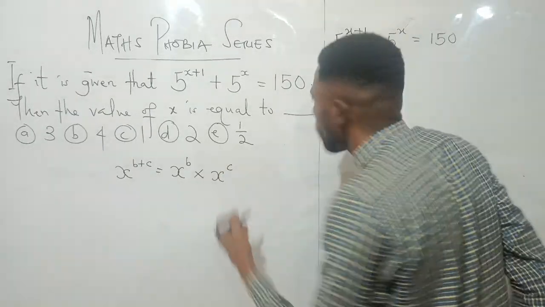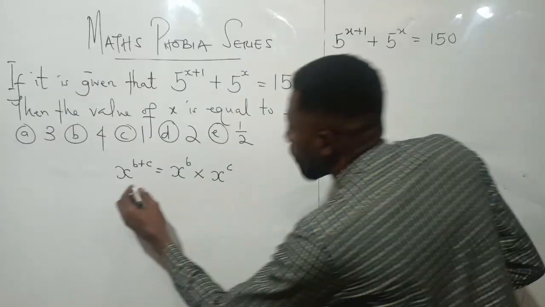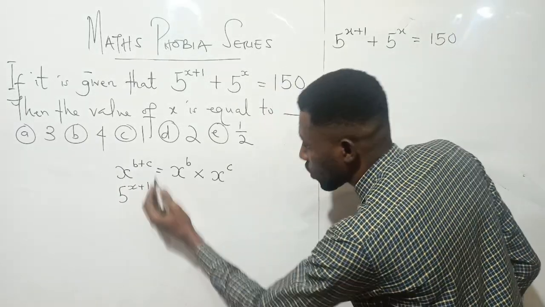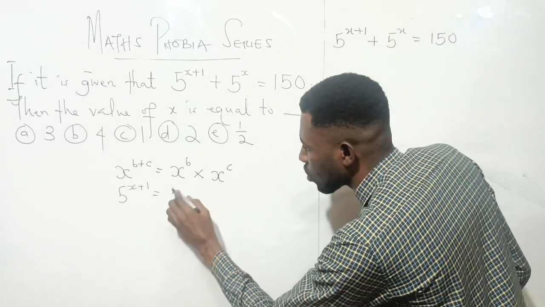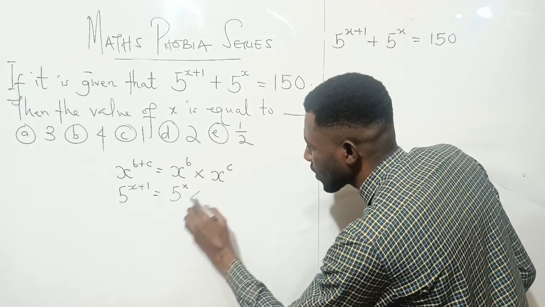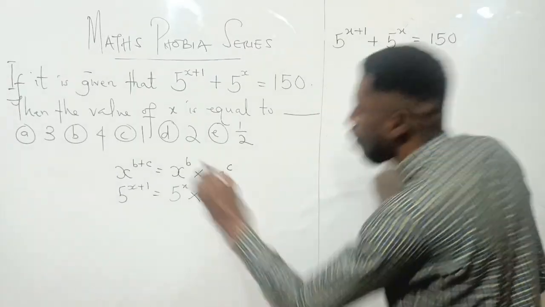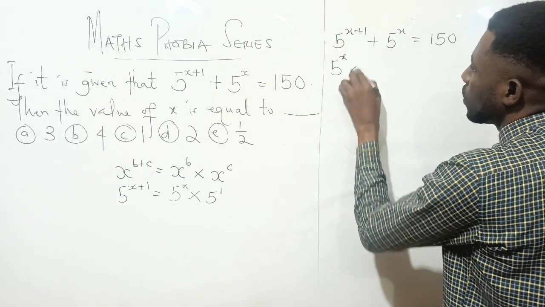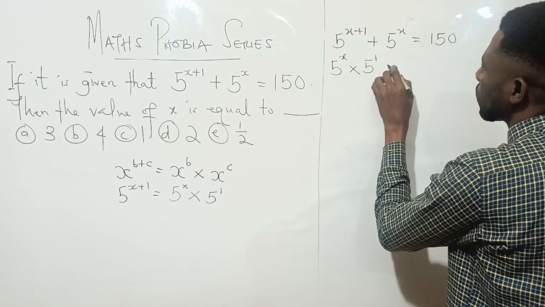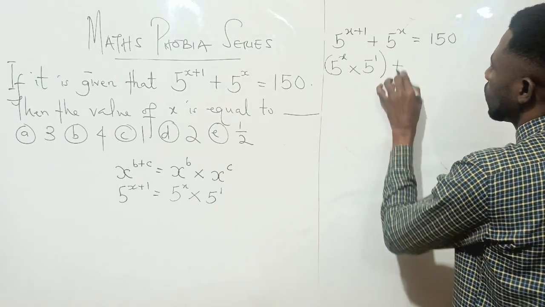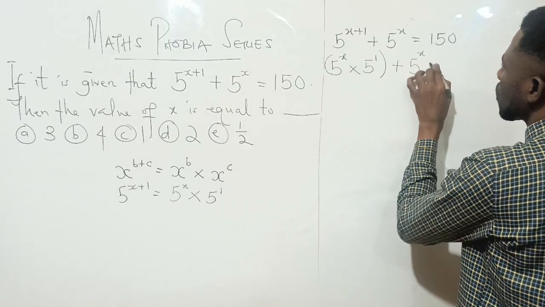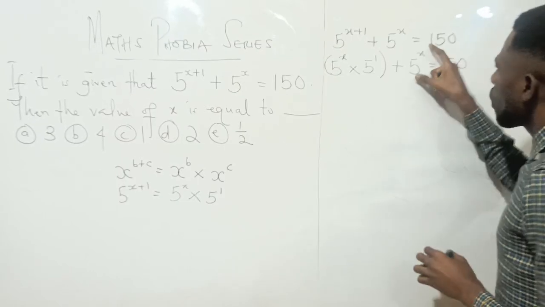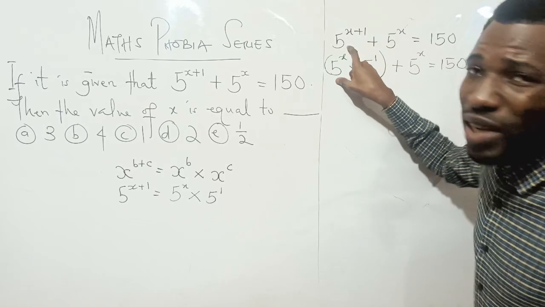Watch. We apply the same thing here, so that 5^(x+1) will be equal to 5^x times 5^1. Follow the same step. Bring it here: we have 5^x times 5^1 plus 5^x equals 150. So what do we do from here? We have 5^x, and we have another 5^x.